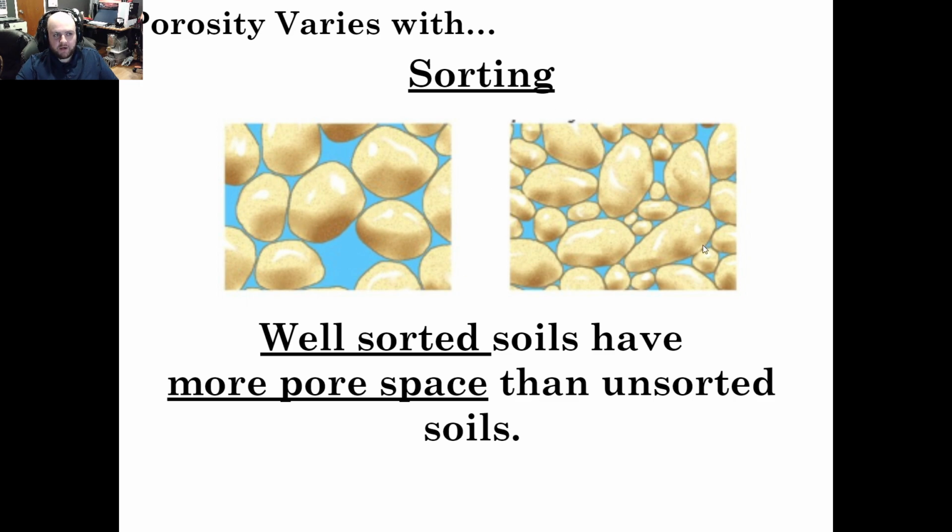Versus on the right, these are poorly sorted. There's big rocks, small rocks, little sediments over here. And because of that, it fills in more of the space, causing it to have a less amount of pore space or a lower porosity. All right, so make sure you get that written down as well.